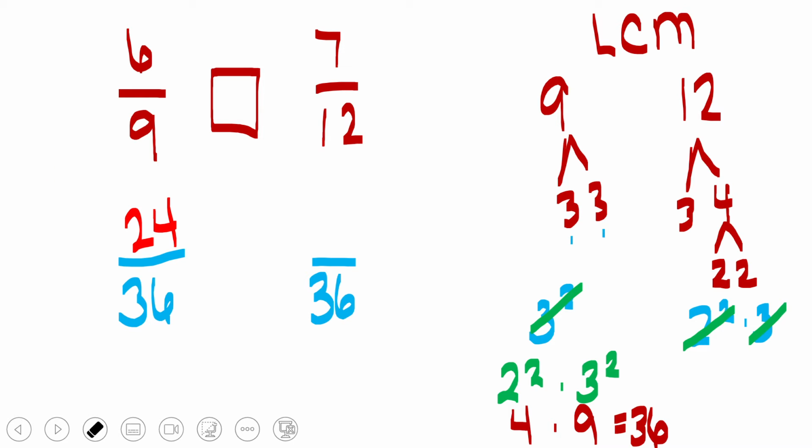Okay, how does 12 get to 36? Times 3. Multiply the numerator times 3 as well. 7 times 3 is 21. In comparison, 24 of 36 parts is greater than 21 of 36 parts. So 6/9 is greater than 7/12. That inequality sign just transfers to your original given fractions.